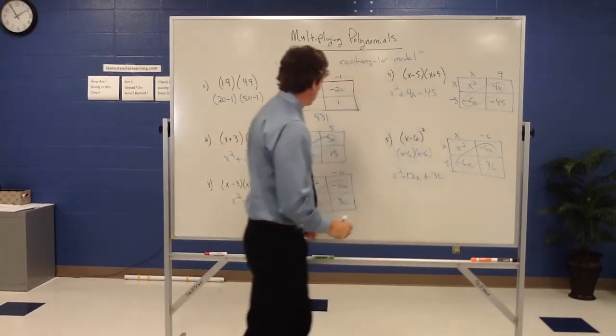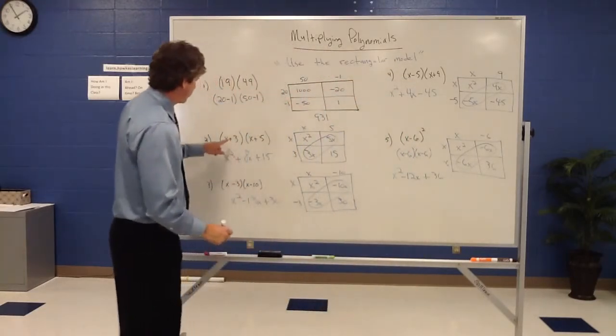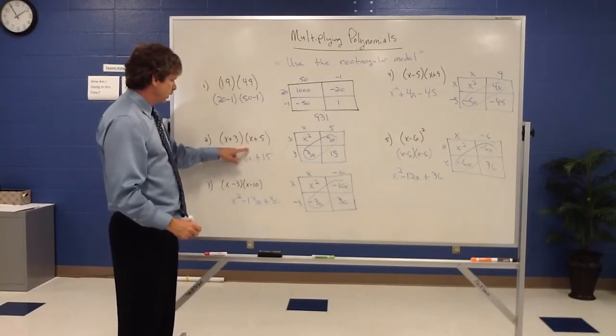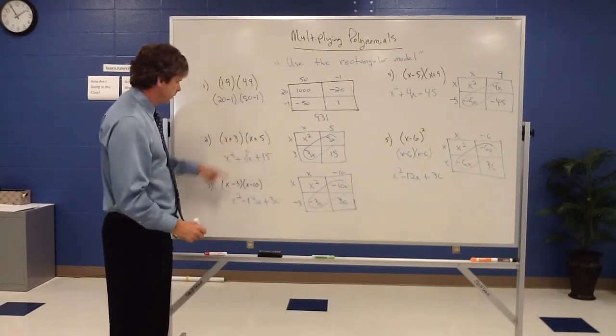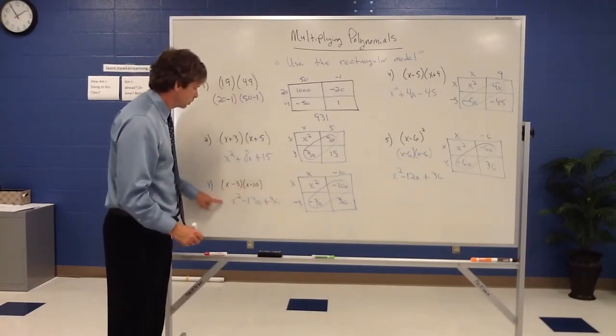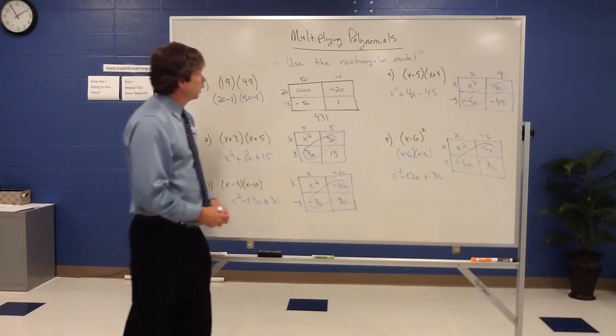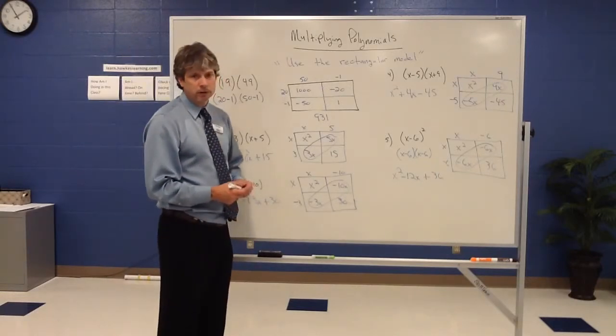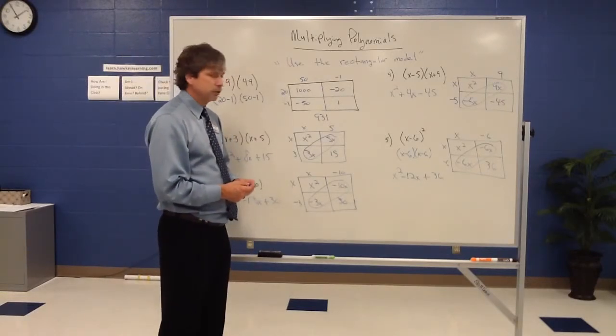So again, what we're seeing is we have a binomial times a binomial, and that creates what we call a trinomial. A binomial times a binomial, 2 terms by 2 terms, creates a 3-term expression, which we call a trinomial. So hopefully you'll find this useful to multiply out expressions that look like this.